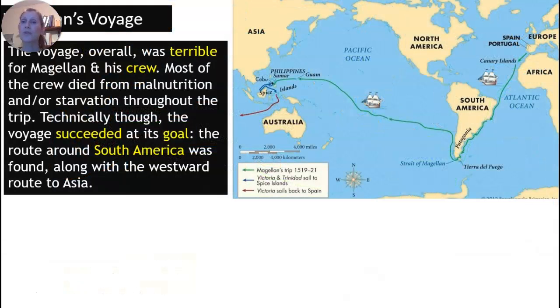So the voyage overall was terrible for Magellan's crew. Most of the crew died from malnutrition and or starvation throughout the trip. Technically, though, the voyage succeeded at its goal. The route around South America was found along with the westward route to Asia.